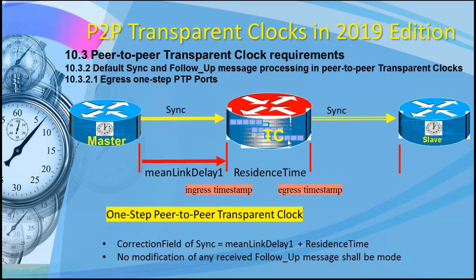After calculation is finished, forward the sync message out. However, the correction field of the sync message will be modified based on the calculation of the residence time and the mean link delay between master and slave. So the correction field of the new sync message equals mean link delay between master and TC plus residence time calculated by the TC.